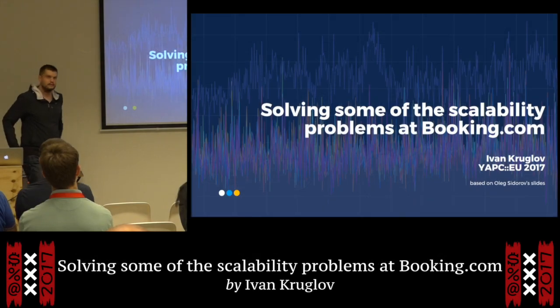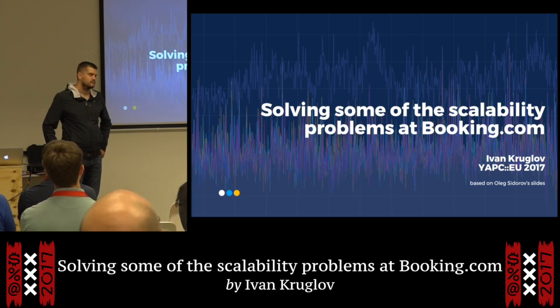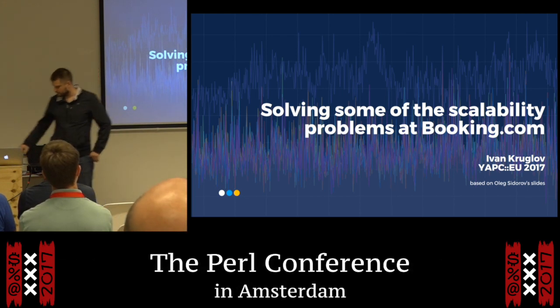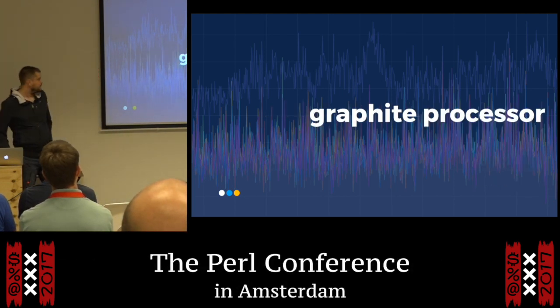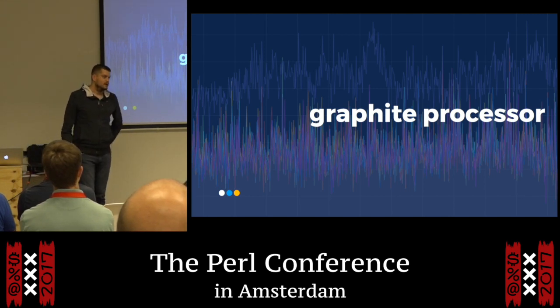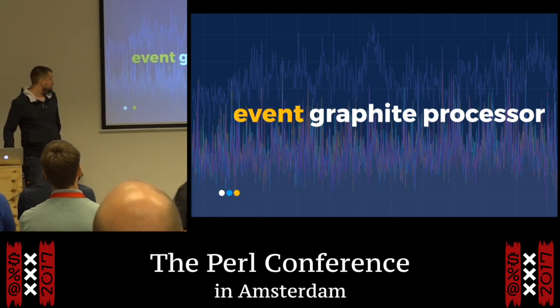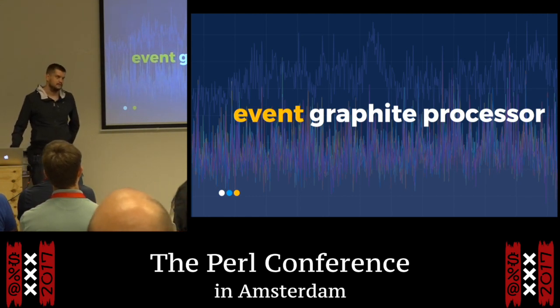Hey, so I'm Ivan. I'm from Booking.com. I'm a dev there, and I'm here to talk about some of the scalability problems we had at Booking.com and how we solved them. My talk is namely about the thing which we call Graphite processor internally. I'll explain what that is. This is not the full name. The full name is actually the event Graphite processor, right?